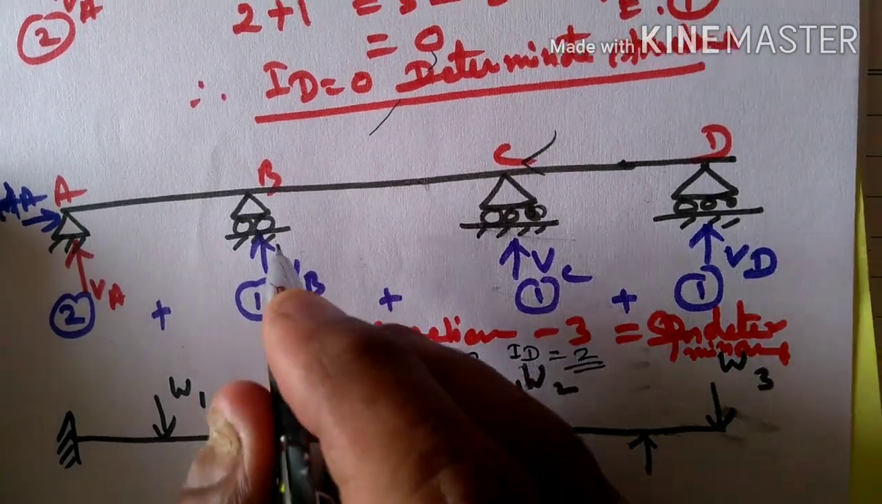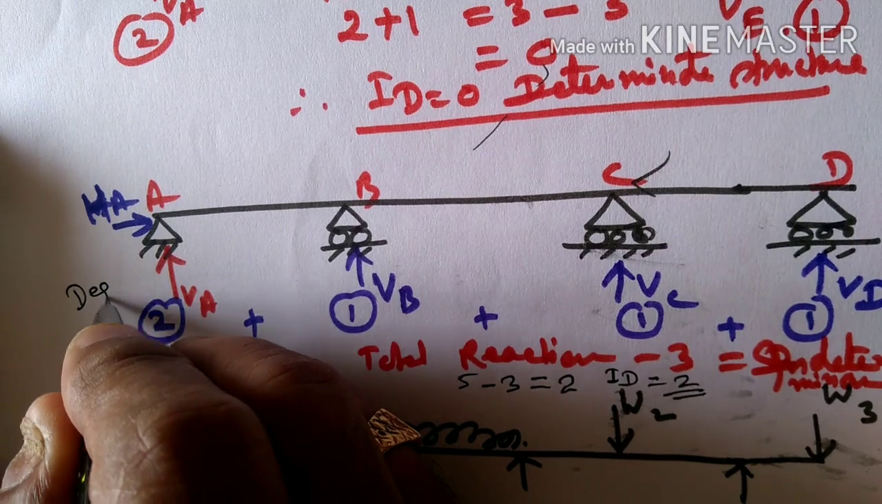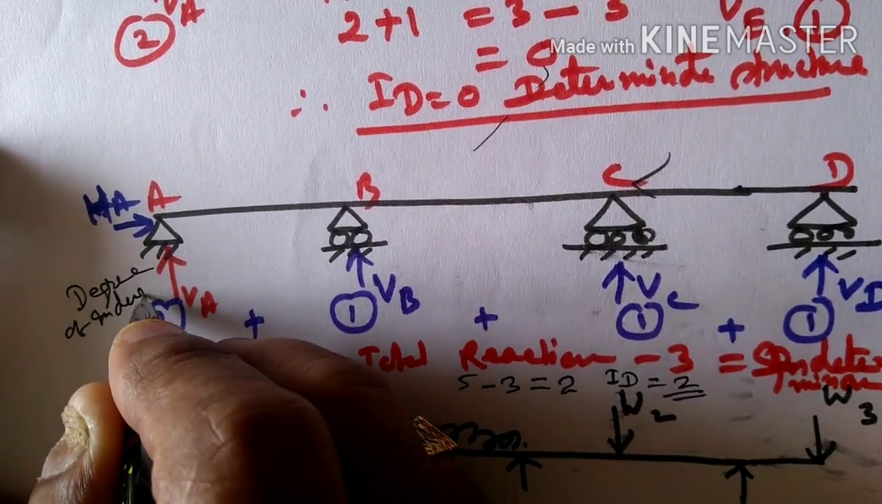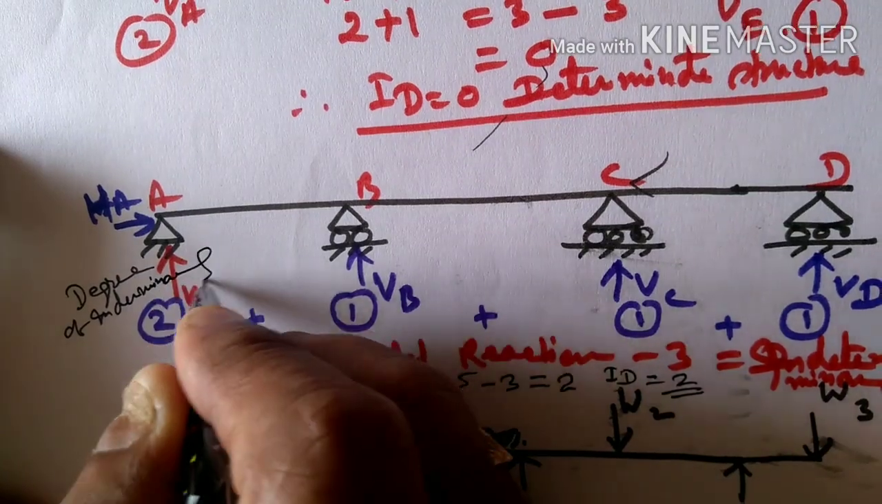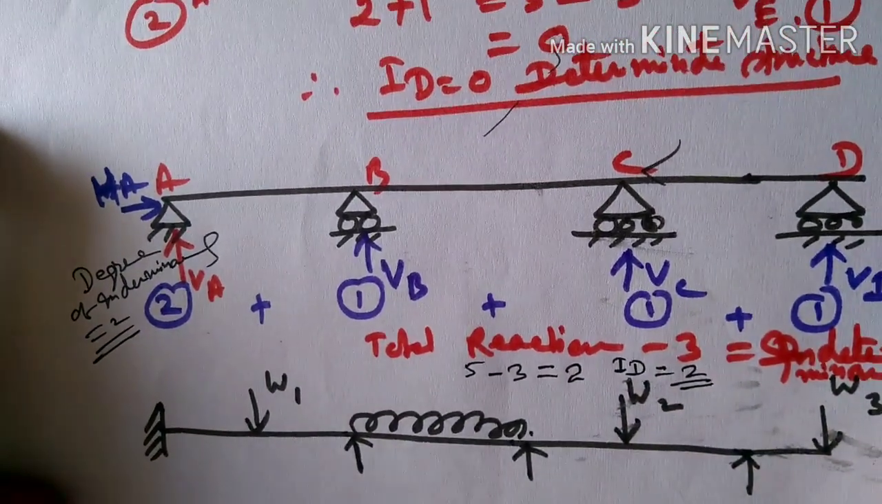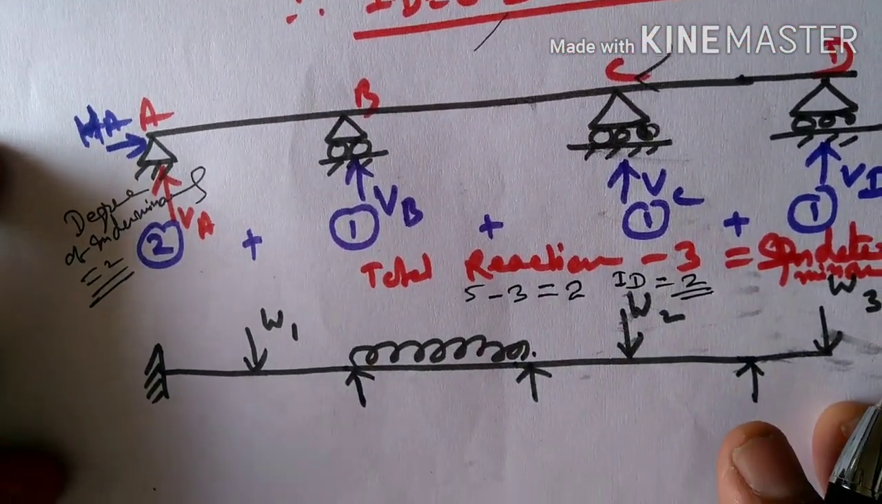Here I am writing degree of indeterminacy equal to 2 for these structures. So please always remember how I am drawing these structures.